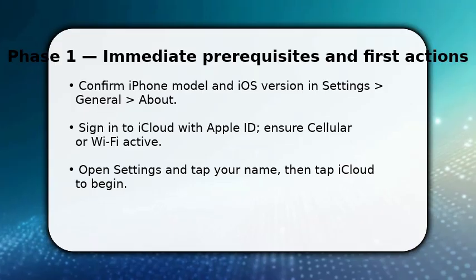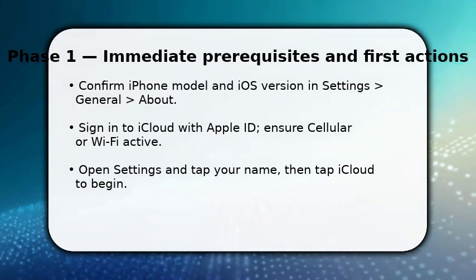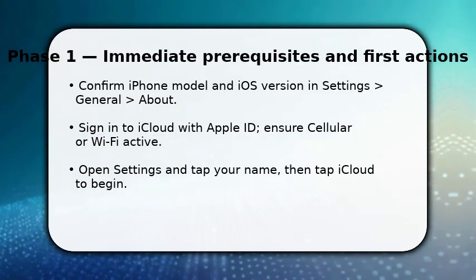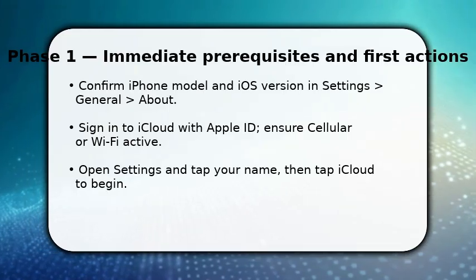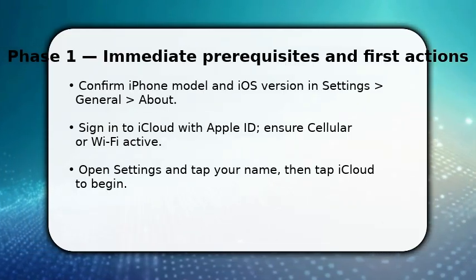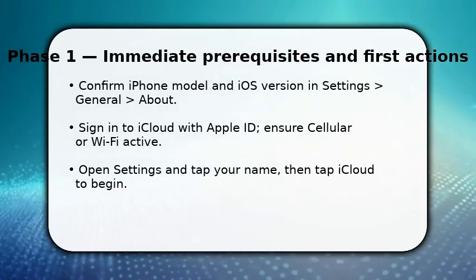You'll start by confirming a few essentials. Your iPhone must run a supported iOS and be signed into iCloud. Once done, make sure you have an active Wi-Fi or cellular connection so changes sync. Now open Settings and tap your name at the top, then select iCloud. This is where Private Relay lives.